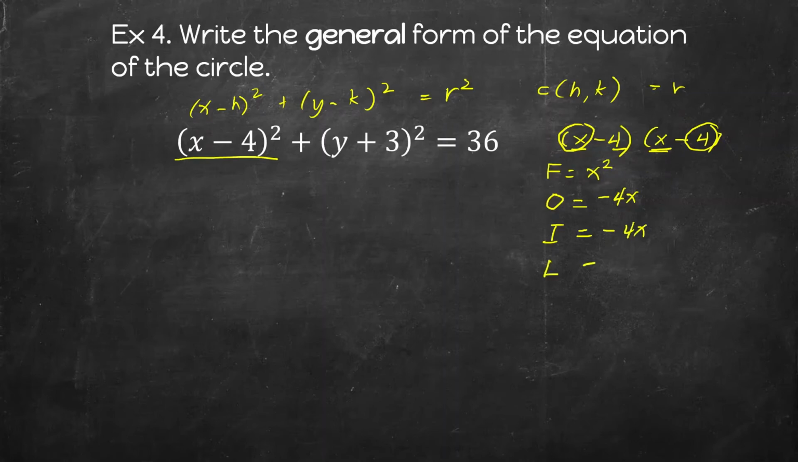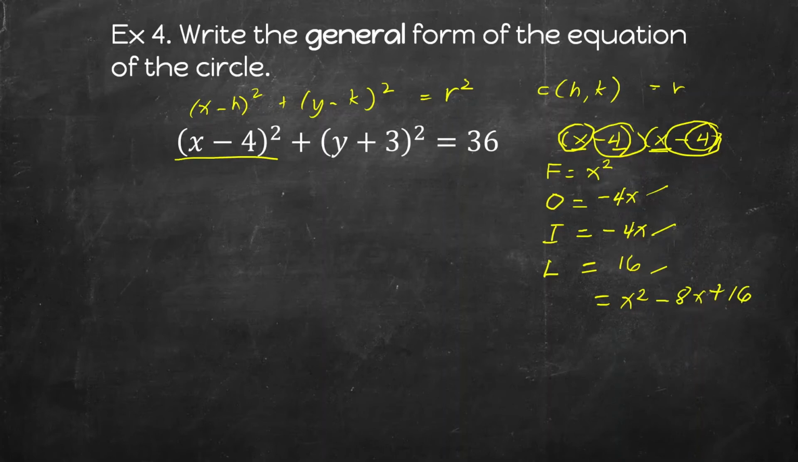And then yung last term natin, itong last na to at itong last na to. Negative 4 times negative 4 is positive 16. Ayan. So, pag pinagsama-sama natin, it will become x squared. Negative 4x, magkamukha sila na x lang, so pwede natin silang i-add. It will become negative 8x plus 16. Ayan.